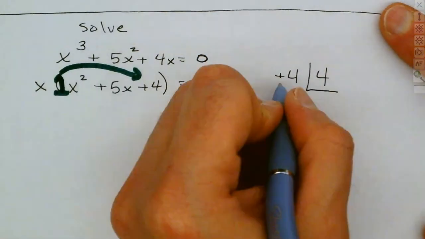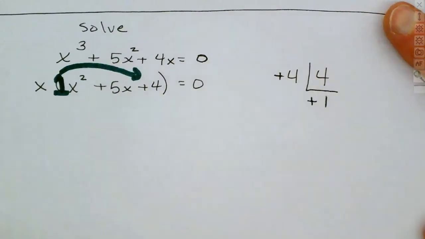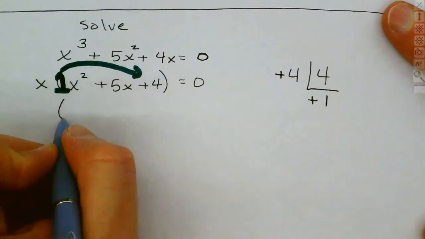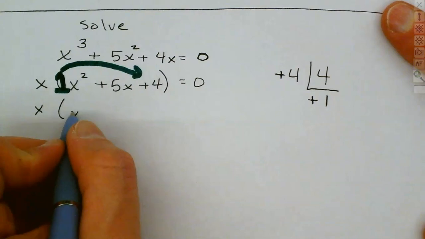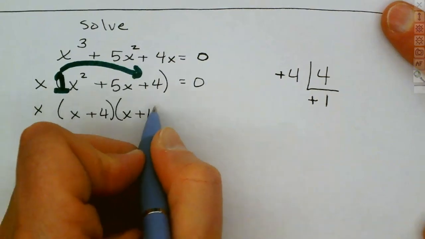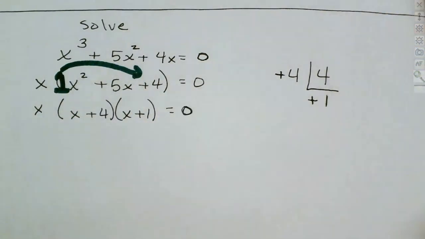Now, I usually write the larger number first. I think that's just the easier way to work with it. So 4 and 1. Now, if there's a 1, then you can jump directly to your factors. So this is going to then factor out into x plus 4, x plus 1 equals 0. It should be pretty easy to factor.